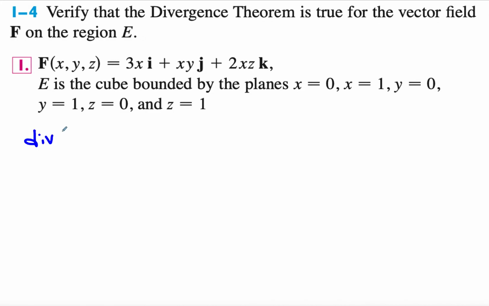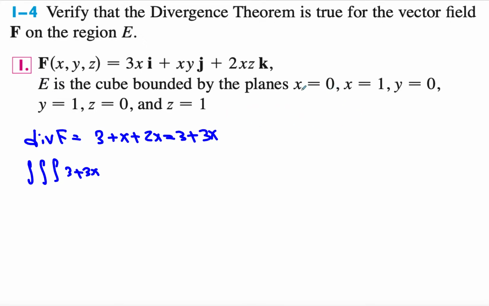Div F, what is that equal to? It's del dot F. So I take the derivative of the first component with respect to x, so we get 3. The second is with respect to y, so we get x. The third is with respect to z, so we have 2x. That equals 3 plus 3x. Now, using that, I'm going to integrate 3 plus 3x dV.